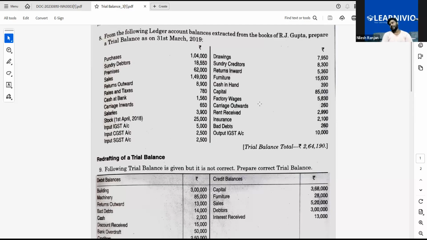Drawings will be on the debit side because drawings means money withdrawn by the owner. So it should be deducted from the capital. Capital is on the credit side, that's why drawings will be on the debit side. So like this, you have to write the balances. I will share one or two questions so that you can understand it, and in the next class, I will write in detail where all the items will go. Do you have any question, any doubt?